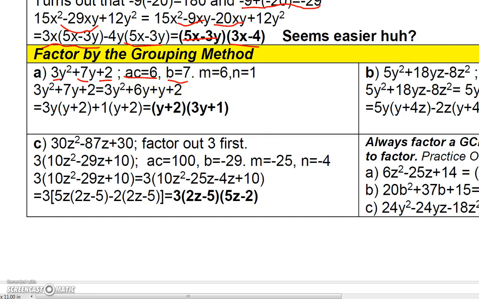Okay, so two numbers whose product is 6 and whose sum is 7. Let's see, what would I have here? I would choose 6 and 1, right? 6 and 1. The product is 6 and their sum is 7.